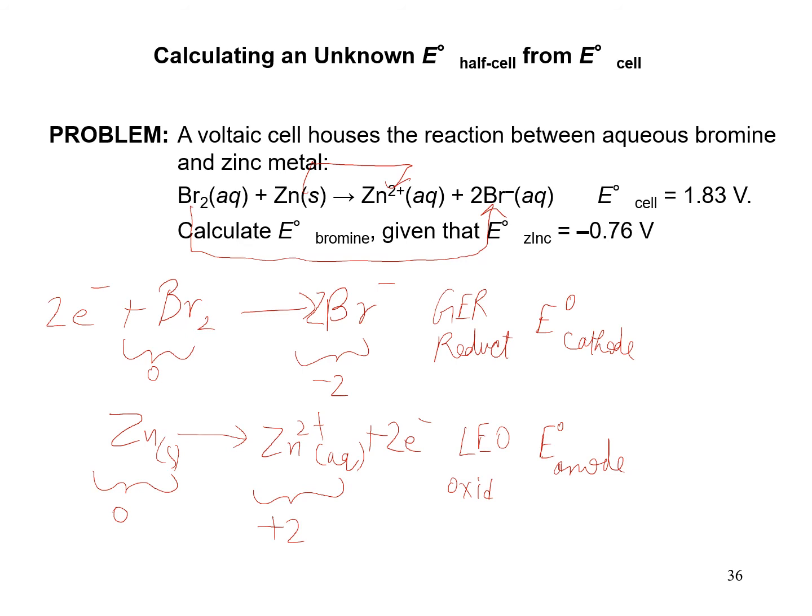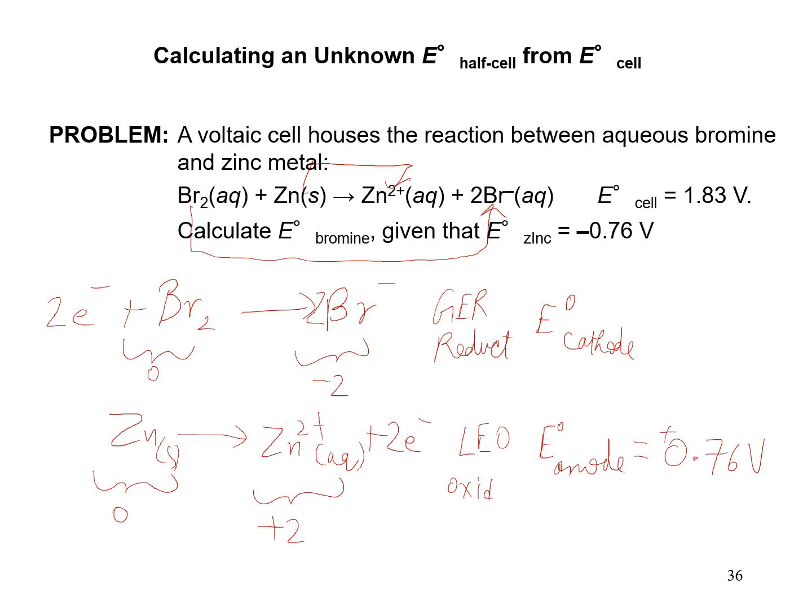So E naught for zinc is given to us. Again, remember, these are always reduction values. So what is getting reduced? This is getting reduced. What's given to us is E naught for zinc. Okay, which means if this is negative 0.76, for anode, it's going to be oxidation. So this is reduction half. Remember, E naught is always standard reduction potential. Its name is standard reduction potential. So this is reduction potential given to us, which means we have to flip this sign. So E naught for anode is going to be plus 0.76 volt.